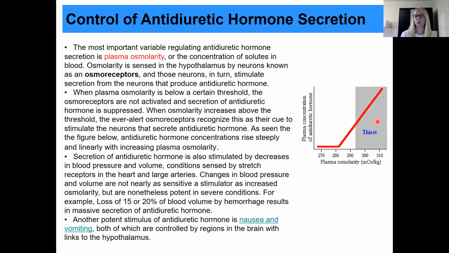Secretion of antidiuretic hormone is also stimulated by decreases in blood pressure and blood volume, conditions sensed by stretch receptors in the heart and large arteries. Changes in blood pressure and volume are not nearly as sensitive a stimulator as increased osmolarity, but are also potent in severe conditions. Also, nausea and vomiting can be stimulatory factors for the release of antidiuretic hormone.